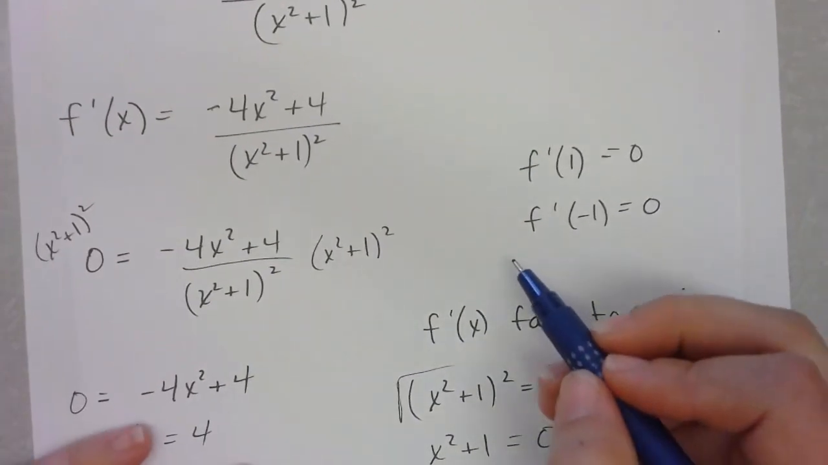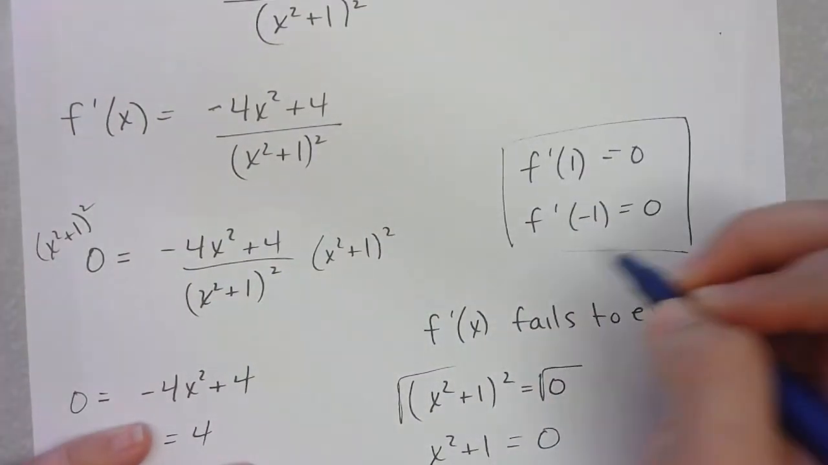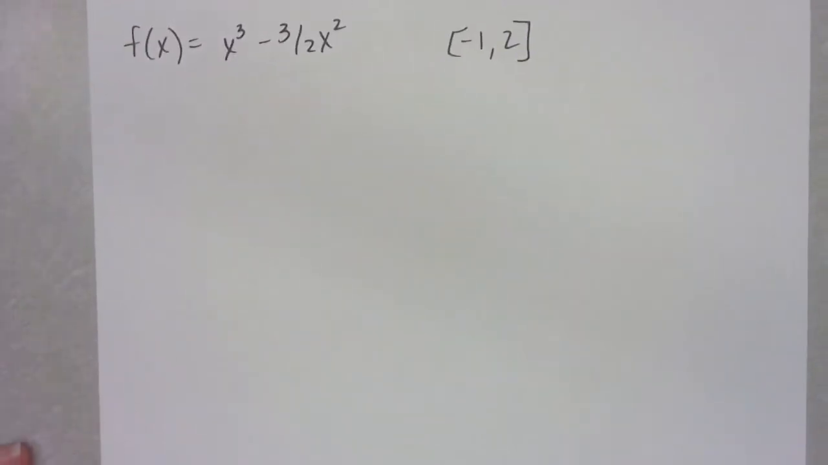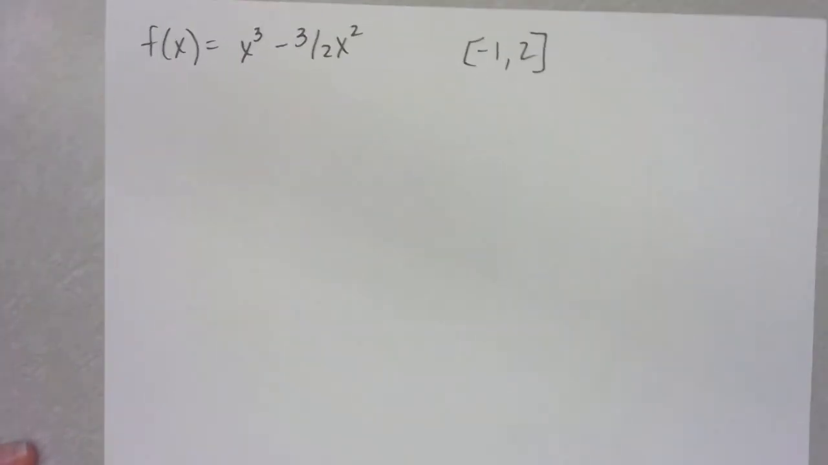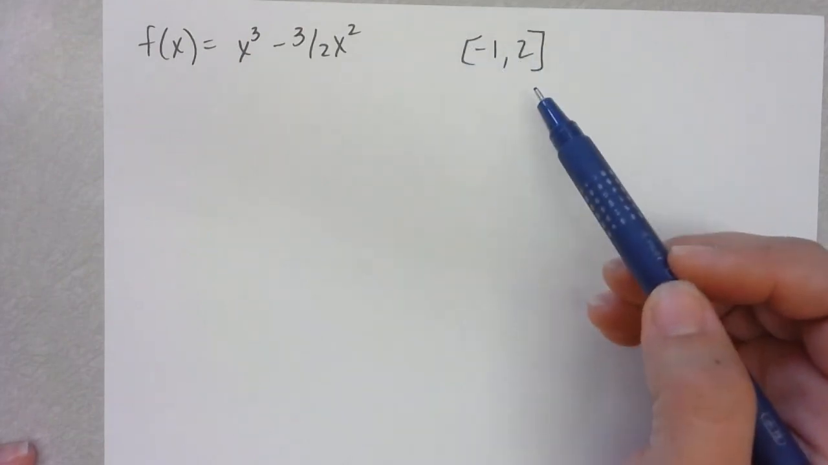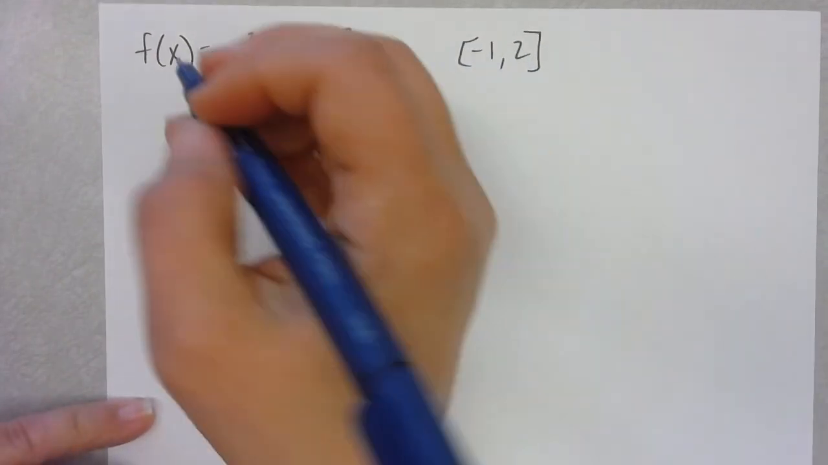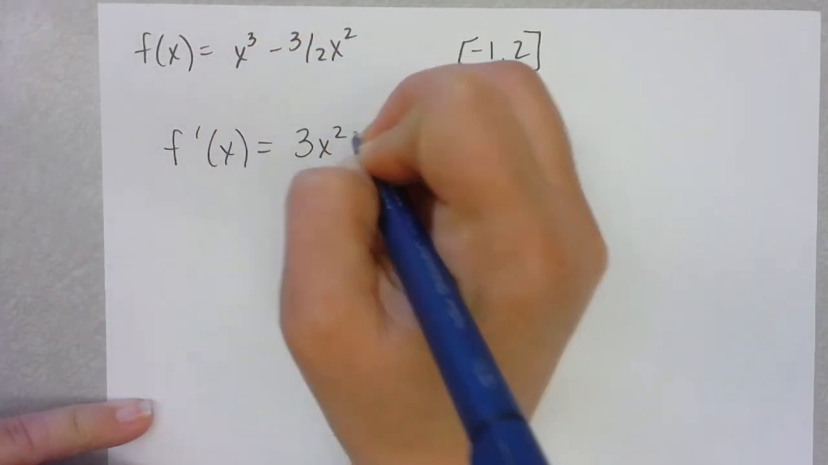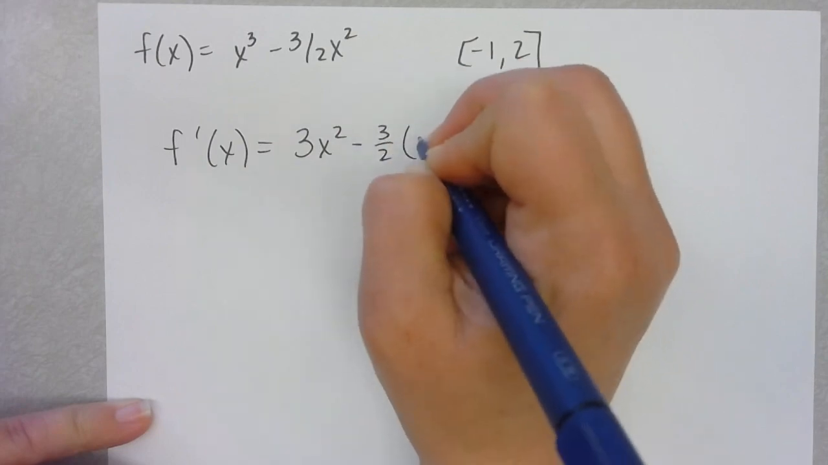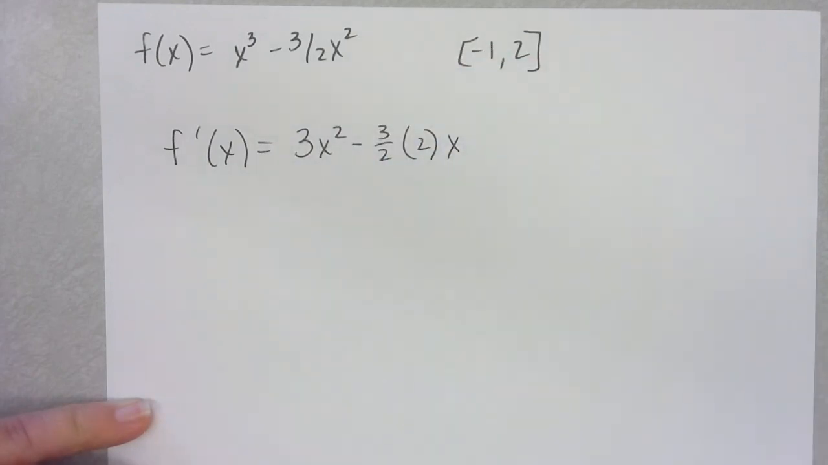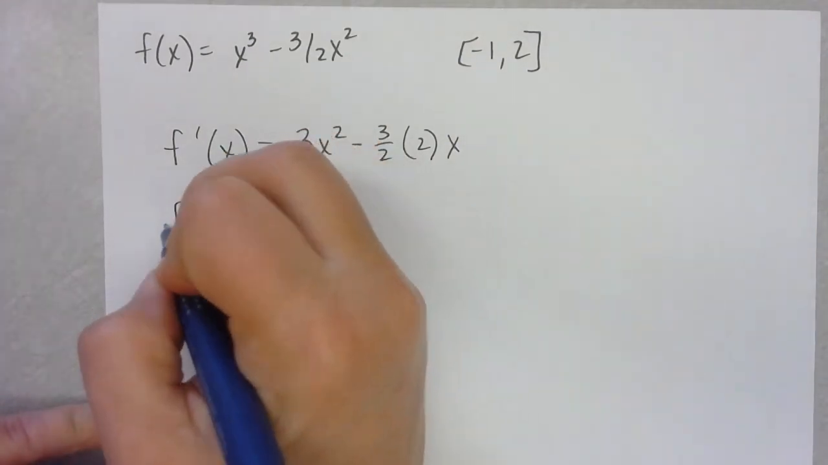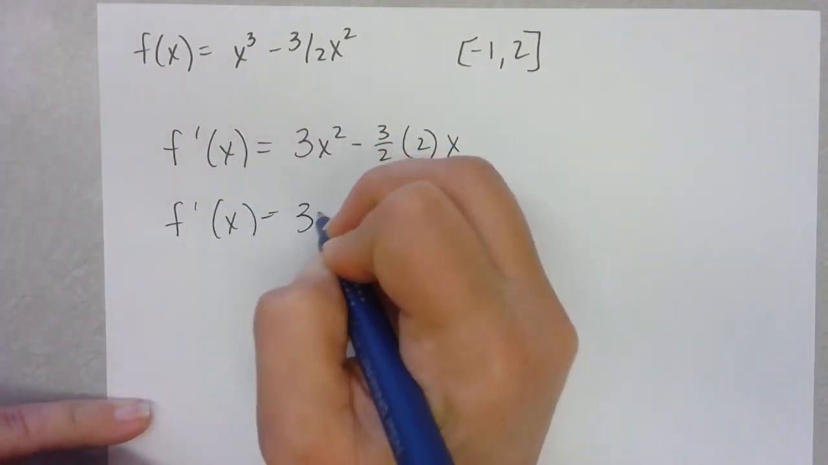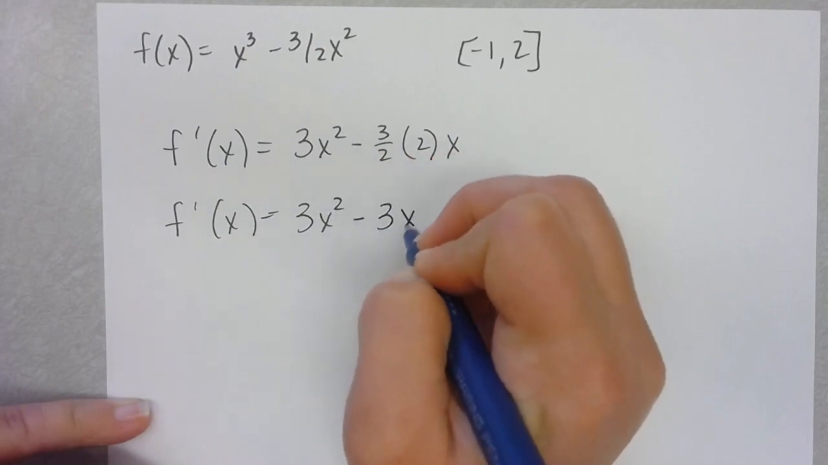So my only critical numbers come from where f prime of x is equal to 0. All right, so one more, extrema on a closed interval. So we're going to find the min and the max, and they're guaranteed to exist because I'm in a closed interval, meaning I'm including negative 1 and 2. So I'm going to find f prime of x. f prime is 3x squared minus 3 halves times 2, right, because I'm just using my power rule, times x. So f prime of x is equal to 3x squared minus 3x.